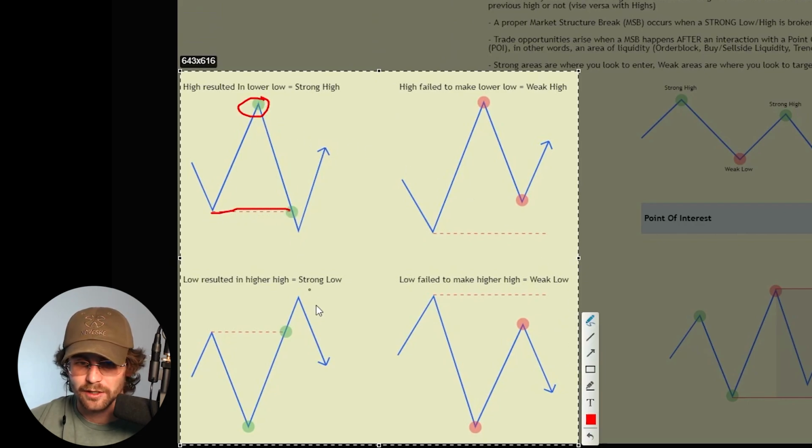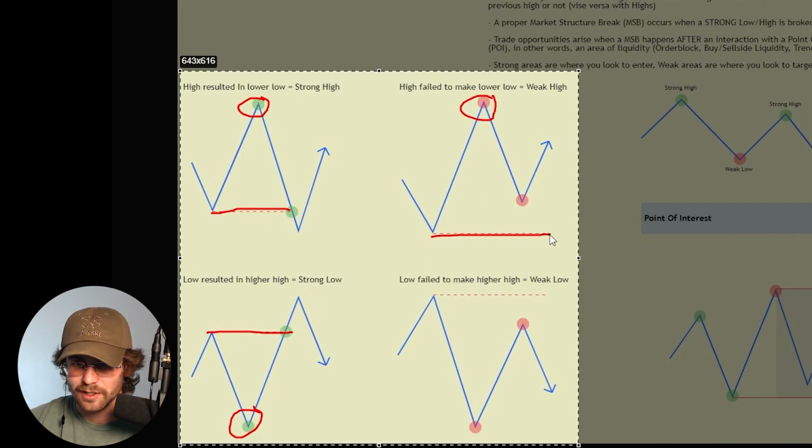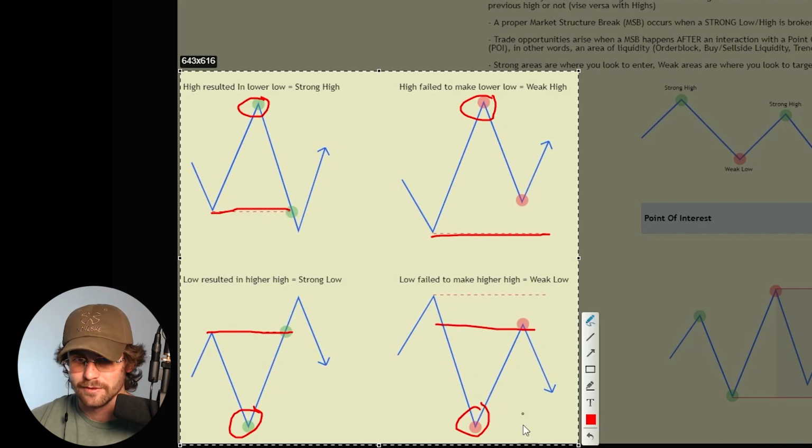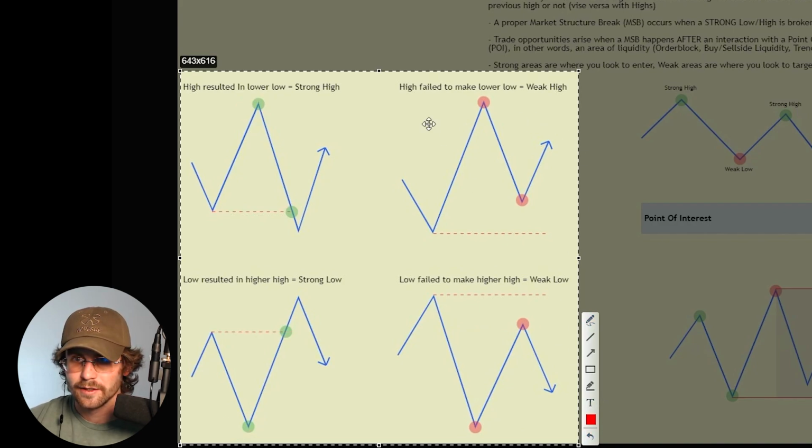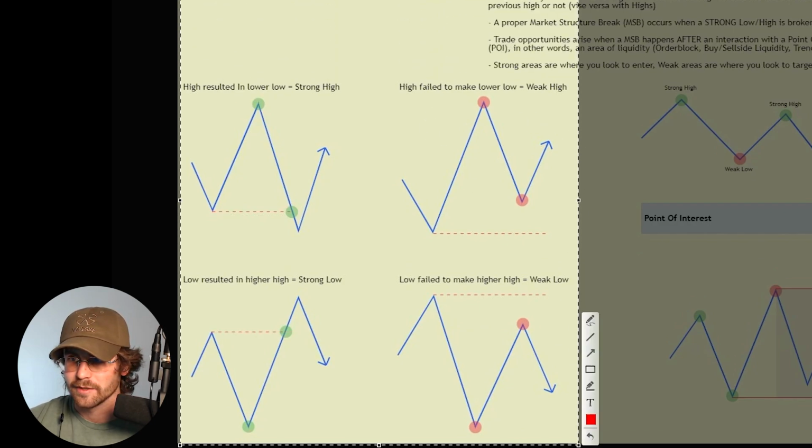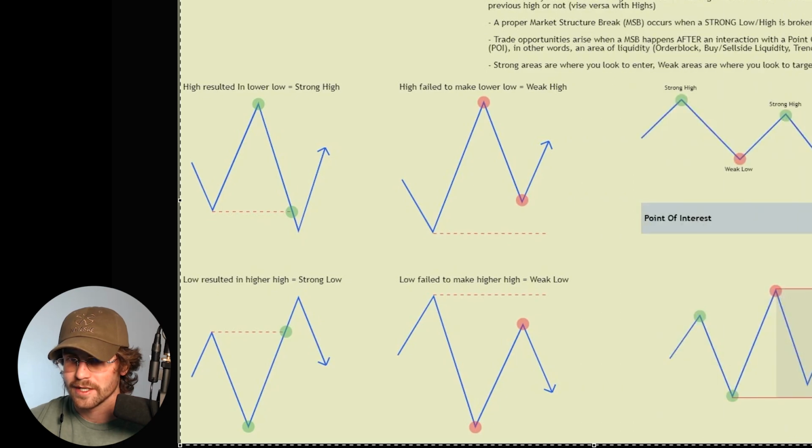Strong low, low that produces enough buying pressure for new highs. Weak high, high does not produce new lows. Weak low, low did not have enough buying pressure for new highs. Simple enough, right? Now let's go into some of the core ideas of market structure breaks and just some things to keep in mind as we move to the next section.